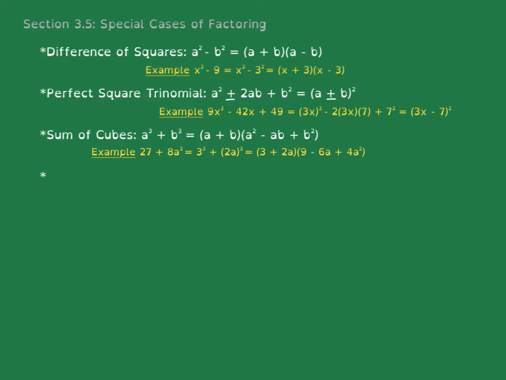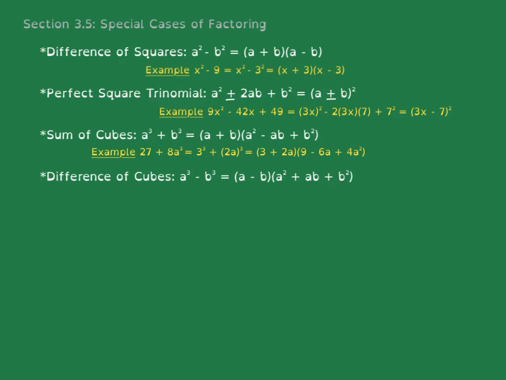Now, there is one last special case that we are going to need to memorize. That special case is called the difference of cubes. It is very similar to the sum of cubes, so let's go ahead and look at where it differs. This time, because we're dealing with the difference of cubes, we have to subtract the two cubes. So a cubed minus b cubed. Notice the formula looks very similar. It's just a couple of the signs are changed. A minus b times a squared plus ab plus b squared.